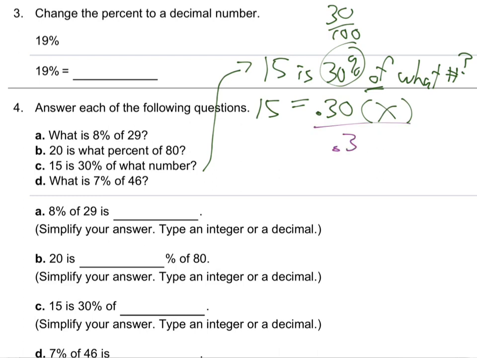Divide again by 0.30. Use your calculator. Is it like 50? 50? Thank you. 50. Is that good? Does that make sense? How many got that? Answer 50? See where we're at? Okay, good.